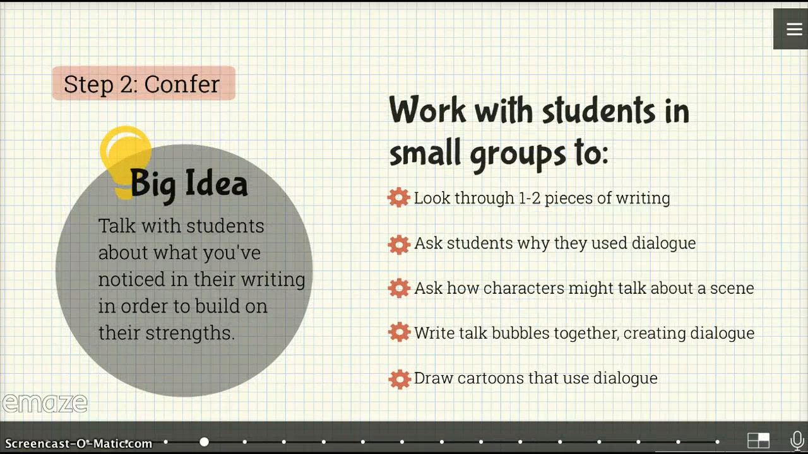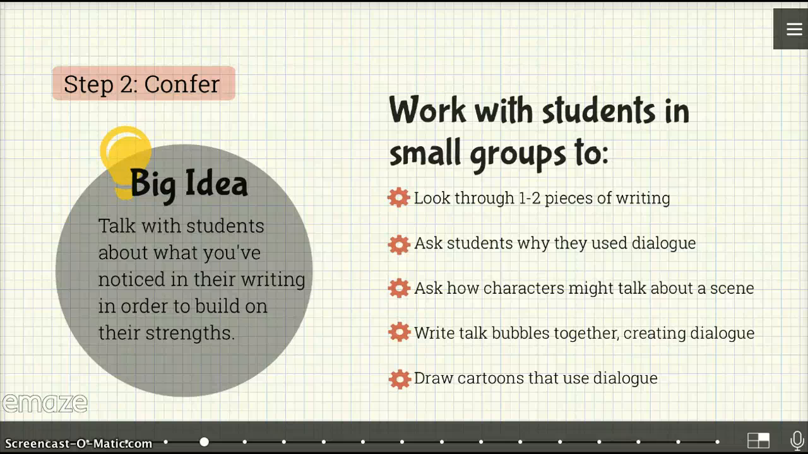And then after I've done that, I would actually talk to students about their writing. The big idea is that even if you look at their writing and you see evidence of dialogue, are they purposefully putting it in there? What are their intentions? Why are they doing that? So really, work with some small groups, pull a couple pieces of their writing, and talk to them about how and why they're already using dialogue.